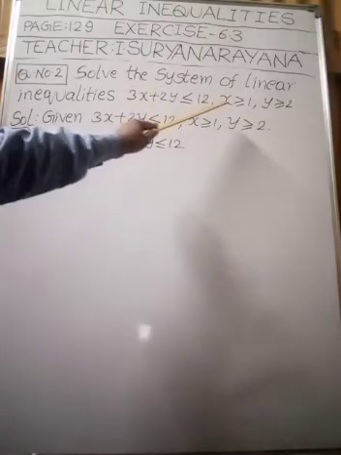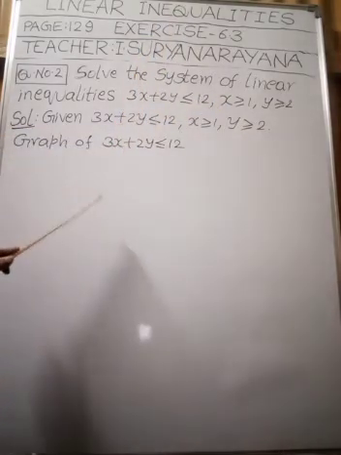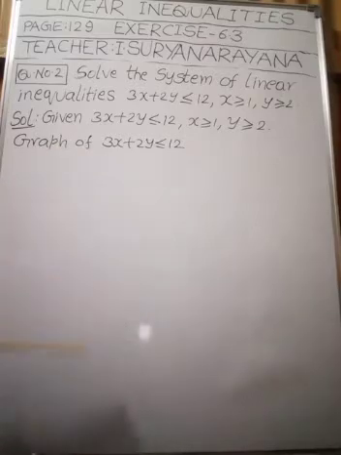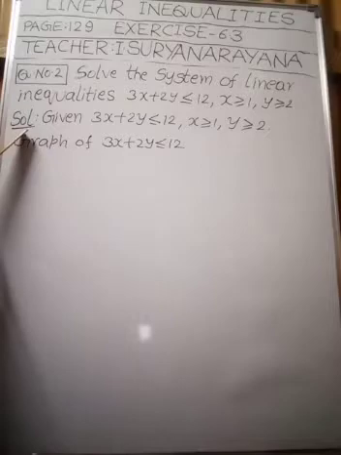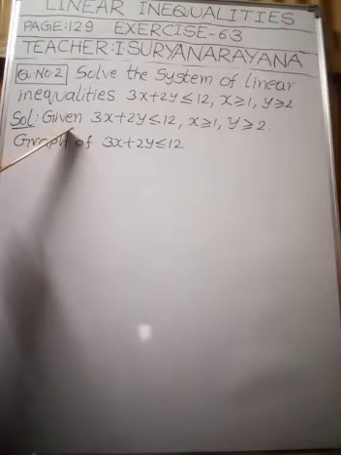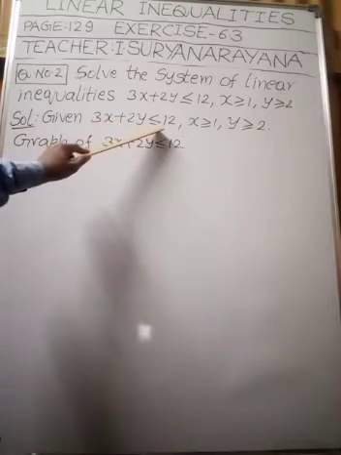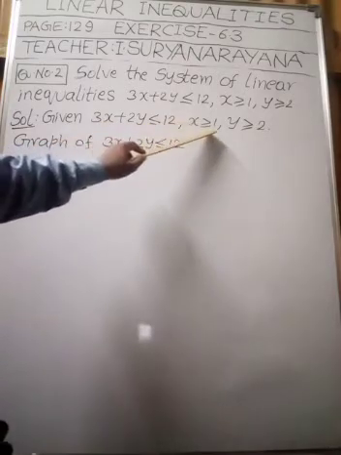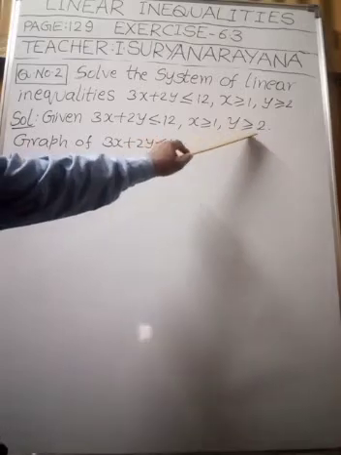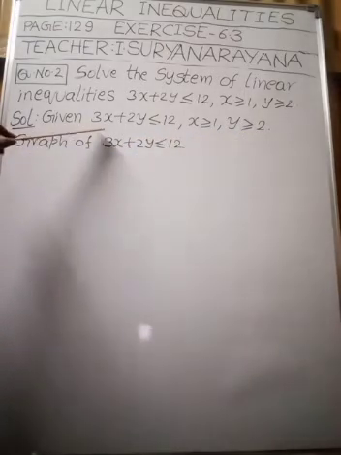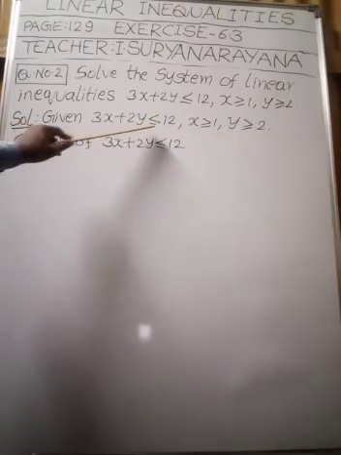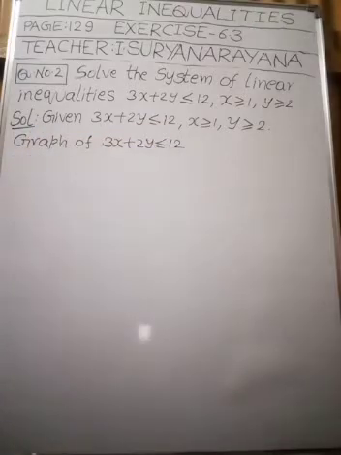For all these 3 linear inequalities, we have to draw the graphs one by one. We will draw the graphs of these linear inequalities one by one on the same graph sheet. Okay, my children? Right. Now come to the solution part. First, let us write the given linear inequalities. Given 3x plus 2y is less than or equal to 12, x greater than or equal to 1, y greater than or equal to 2. Now, I am drawing the graph of 3x plus 2y less than or equal to 12.